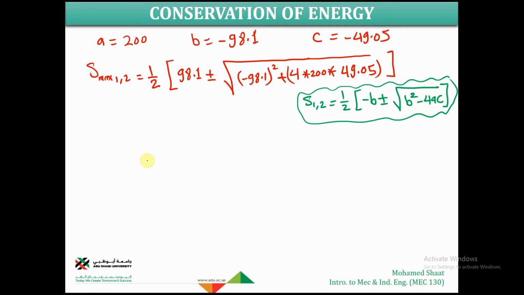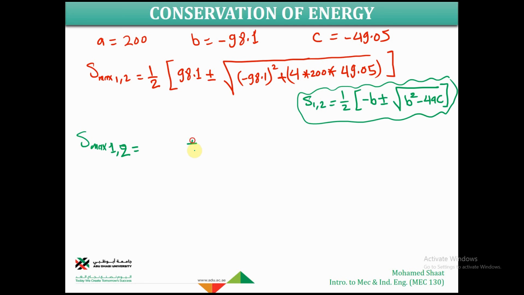So if you plug into this formula here, we're going to end up with S maximum 1 as a first root. Your objective is just to do the calculation for the term under the square root, so 98.1 squared plus 4 times 200 times 49.05 under the square root. This is going to give us the two roots again, times half.